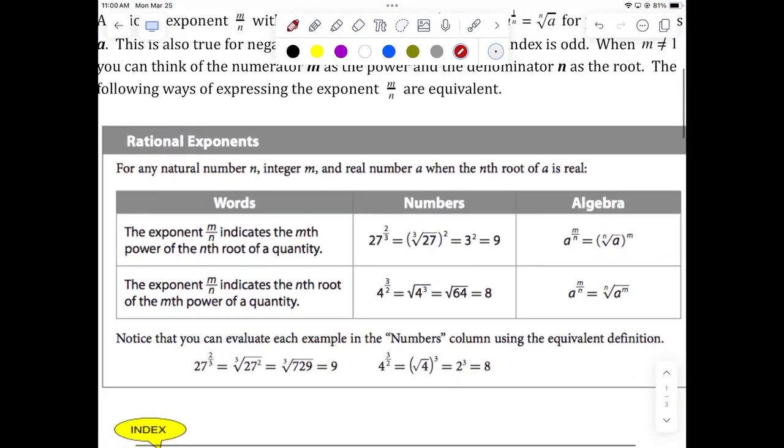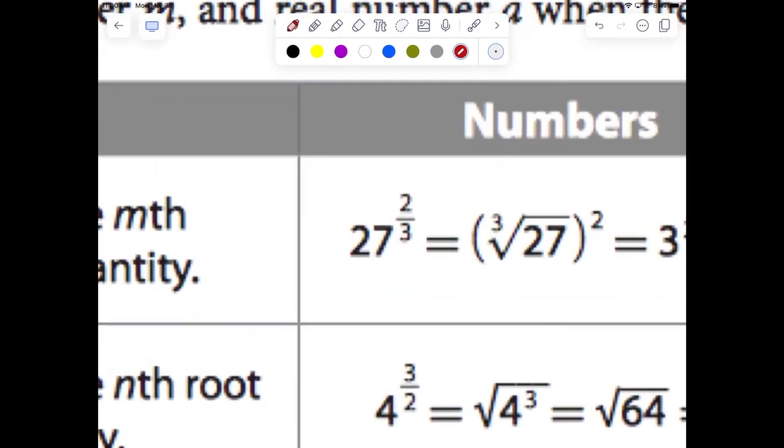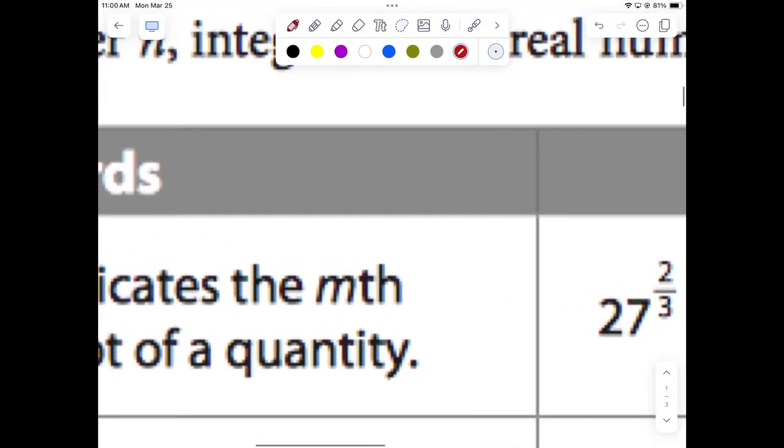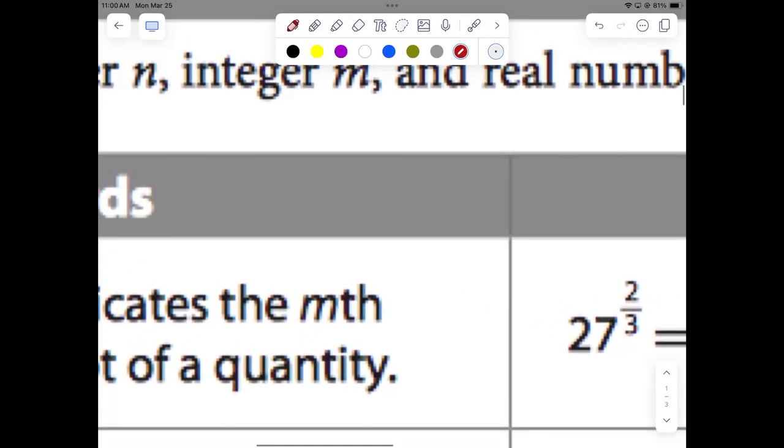All right, let's jump down here. We've already done this one. Let's try this one. 27 to the 2/3. If we want to simplify that one.